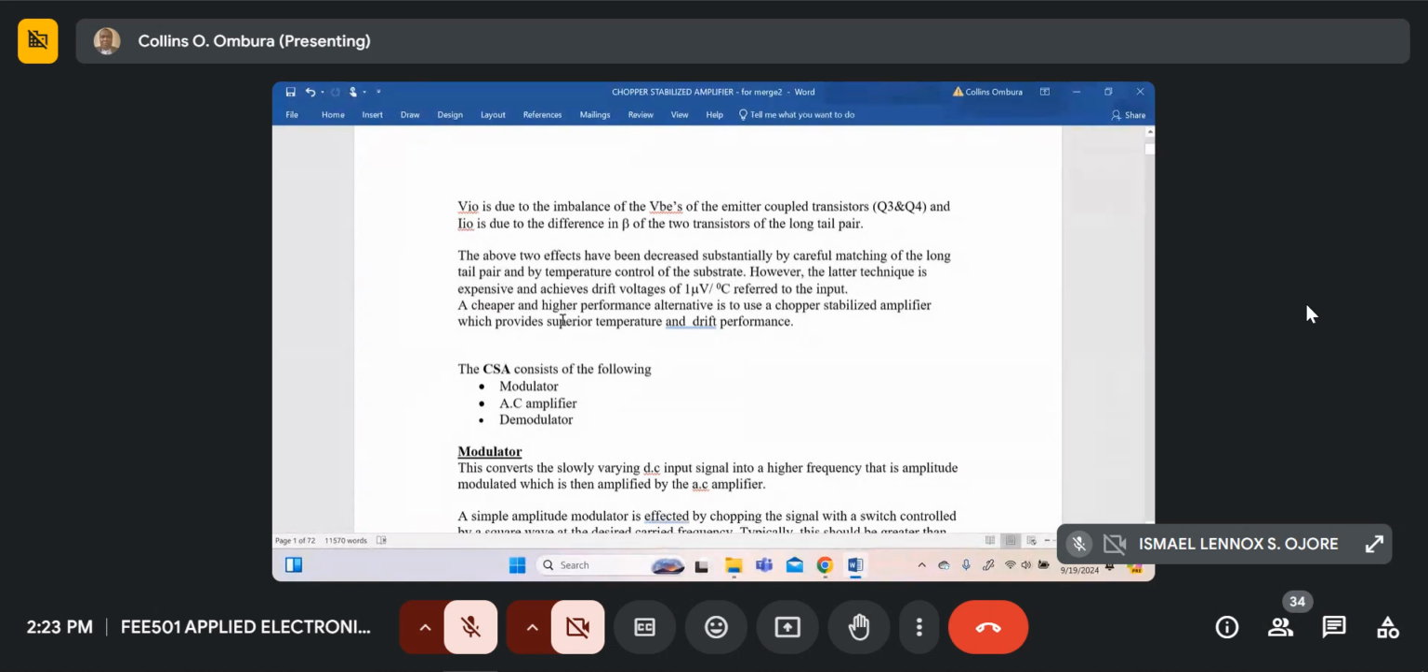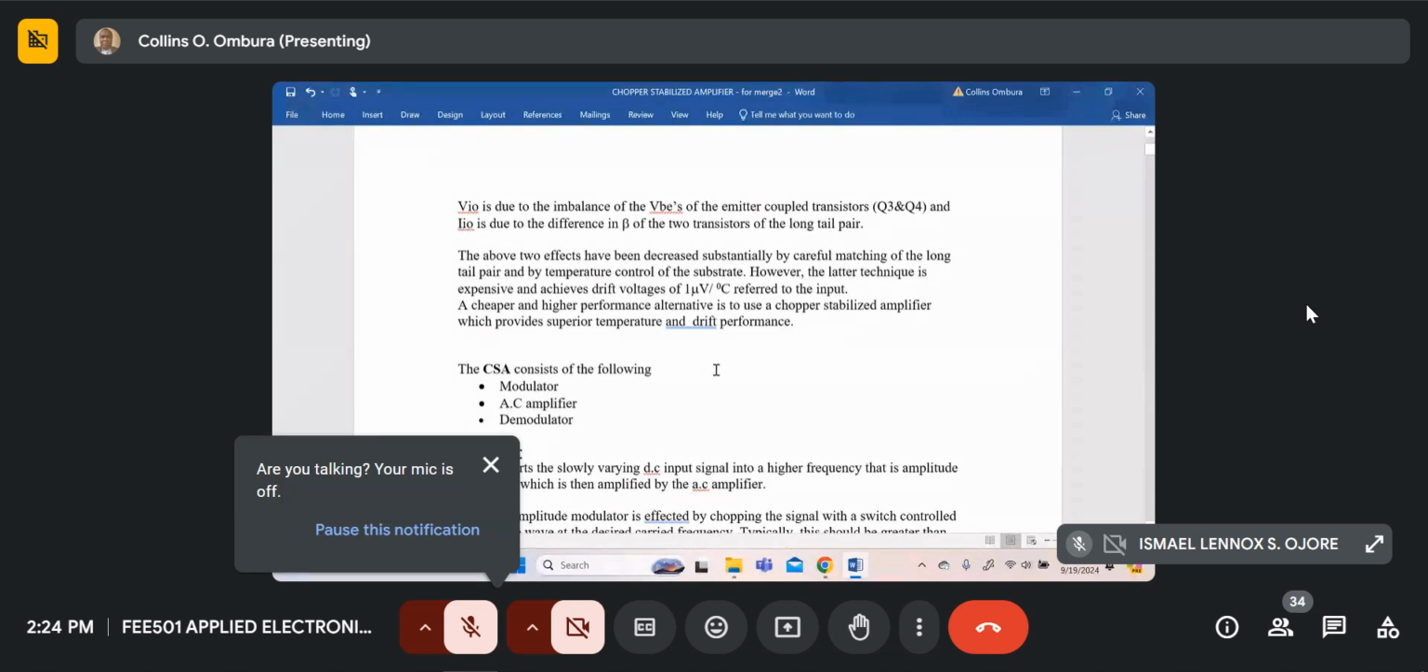And a cheaper and higher performance alternative is to use a chopper stabilized amplifier, which provides superior temperature and drift performance. So we come to our topic. What is the superior technique? So the superior technique is to use a chopper stabilized amplifier. In short form, I'm going to be calling it the CSA. C for chopper, S for stabilized, A for amplifier. So the chopper stabilized amplifier comprises 3 modules.